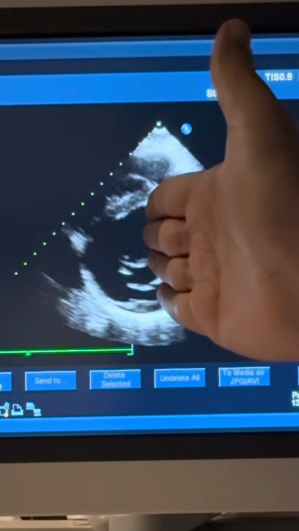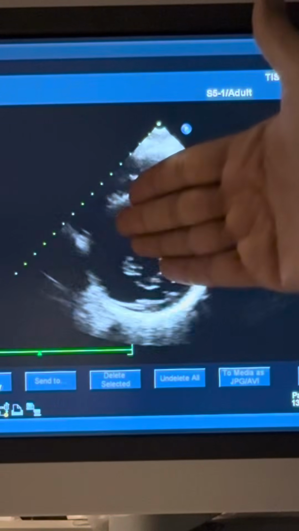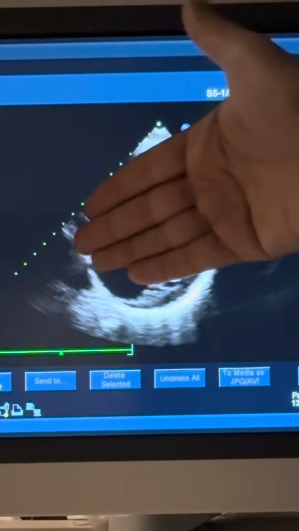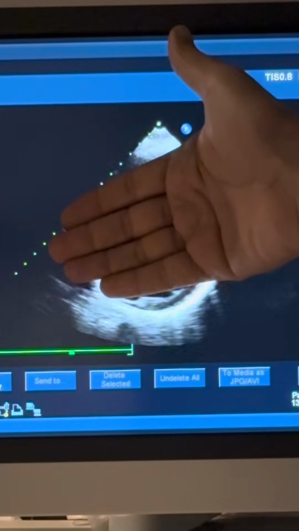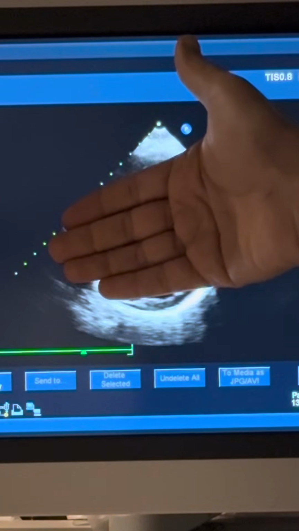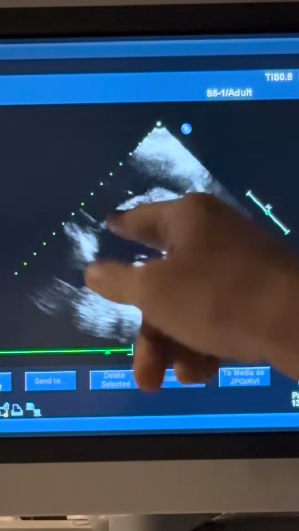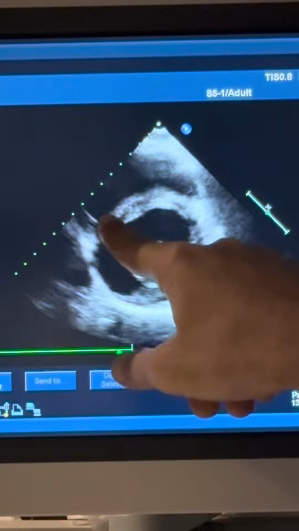Knowing this fact, if my probe is cutting in the parasternal long axis view and cutting like this, what will happen if you tilted your probe down to the patient? So down, you will get the RV inflow view that shows the tricuspid valve. Good. And the septum.